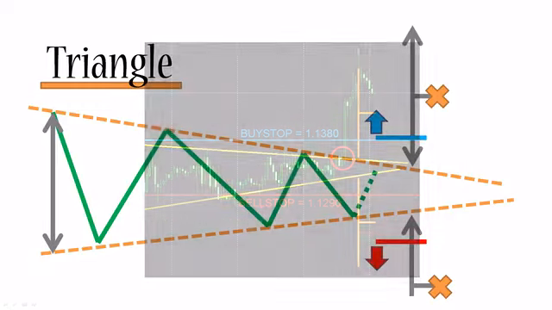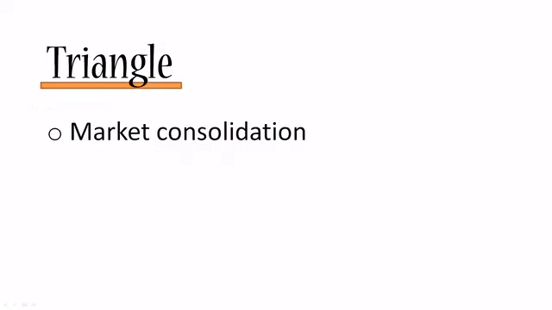So to sum up with the triangle, three main points. First of all, triangle means market consolidation. And it's one of those instruments of technical analysis that can actually picture the psychology of traders on the chart. So that is very powerful. So it combines technical analysis and sentiment analysis in one pattern.